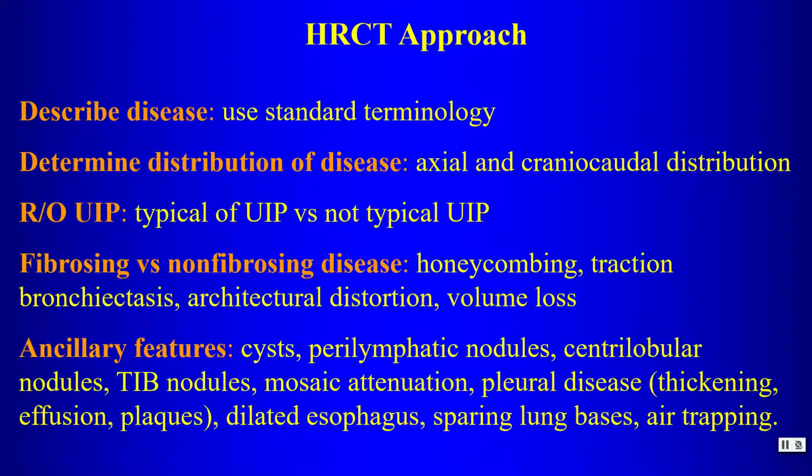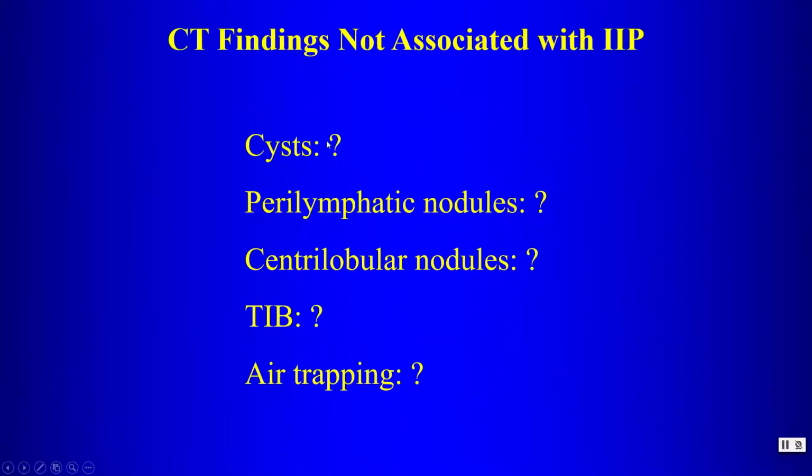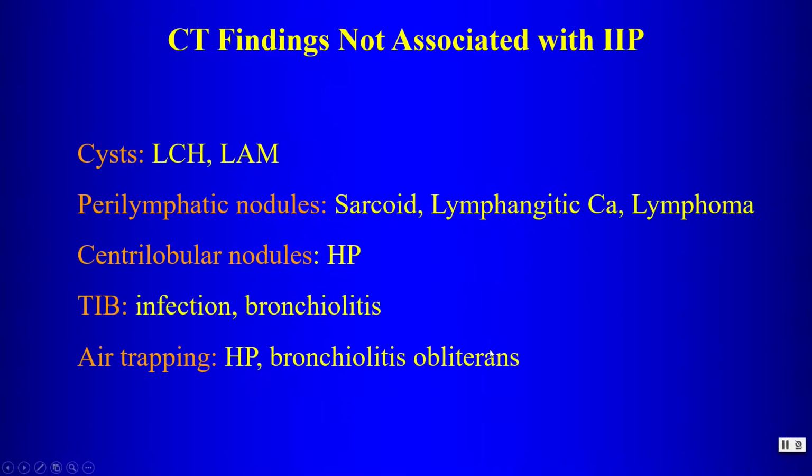And then we look for ancillary features, features like cysts, perilymphatic nodules, centrilobular nodules, tree and bud nodules, mosaic attenuation, pleural disease, dilated esophagus, whether the lung bases are spared, air trapping, because some of these ancillary features may point to an alternative diagnosis, which is not one of these idiopathic interstitial lung diseases. And so these ancillary findings might be cysts, perilymphatic nodules, centrilobular nodules, tree and bud opacities, and air trapping.